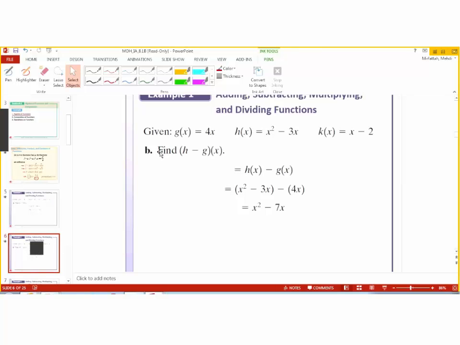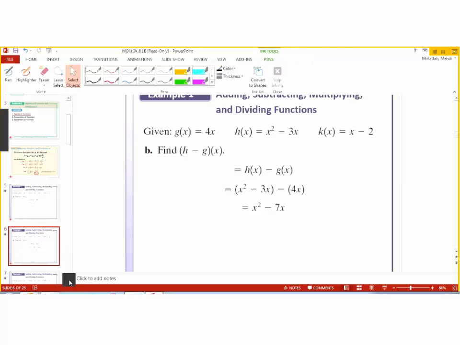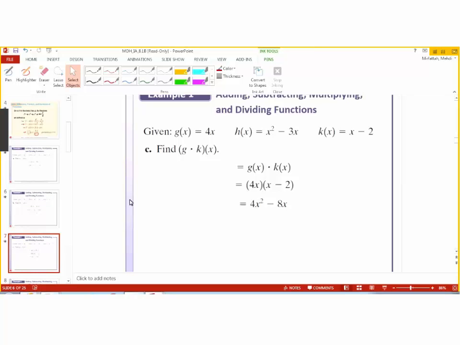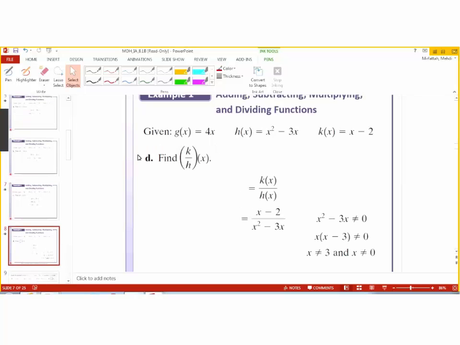If you have to subtract the functions, you write it as find h minus g of x. So this is h of x minus g of x. You take those two functions and you subtract them, so you're subtracting polynomials. Multiplying them the same way, you take, in this case, g of x and multiply it by k of x. By now we should all know how to multiply polynomials. You distribute, and dividing the same way.